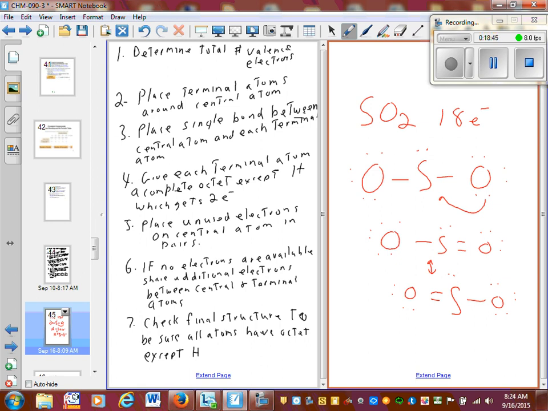Yes? How did you get 18? How did I get 18? Sulfur's in what column? That's 6. Oxygen's in what column? 6. 2 oxygens, 6 and 6 is 12. Plus 6 from the sulfur is 18.